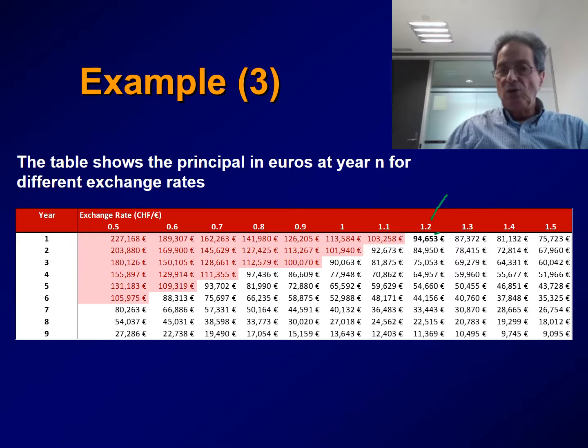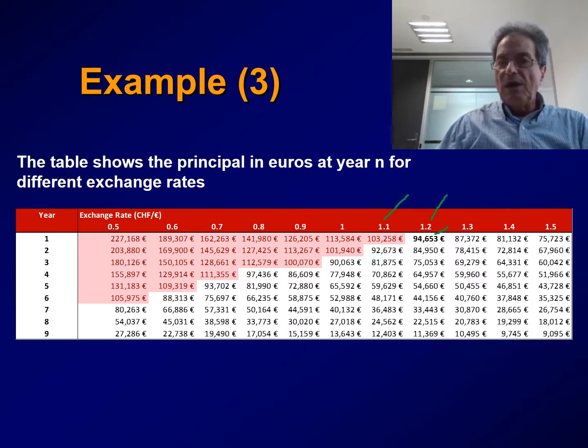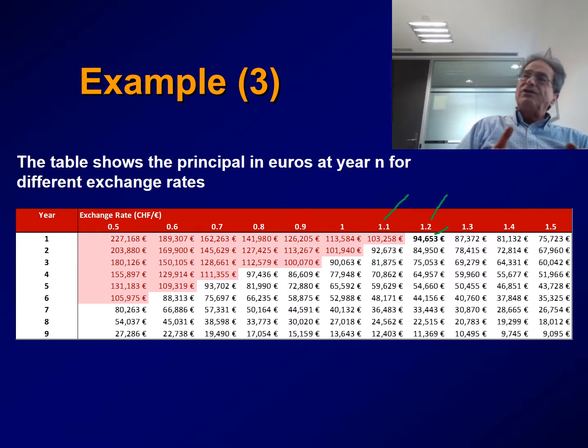94,653 euros. So see what happens, for instance, if the exchange rate instead of 1.2 at the end of year one would have been 1.1. If that were the case, my principal in terms of euros at the end of year one would now be 103,258 euros. So at the end of year one, I will owe more than the initial principal of 100,000 euros. That is precisely the risk of this type of mortgages.